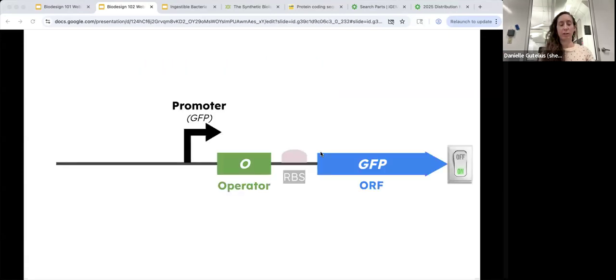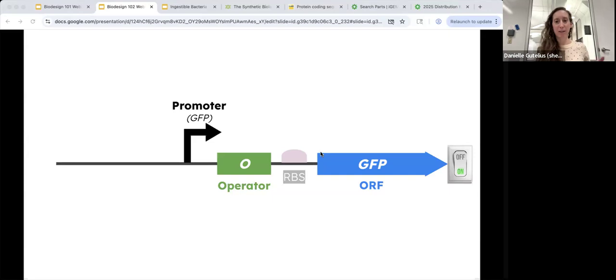Here we just have those basic parts in that order: promoter, operator, RBS, open reading frame. I'm going to start backwards. I like to start with my output because to me that makes more sense. So I'm going to show you this example starting with the output circuit and going backwards. And then in our next example, we're going to start with the input and go forward.